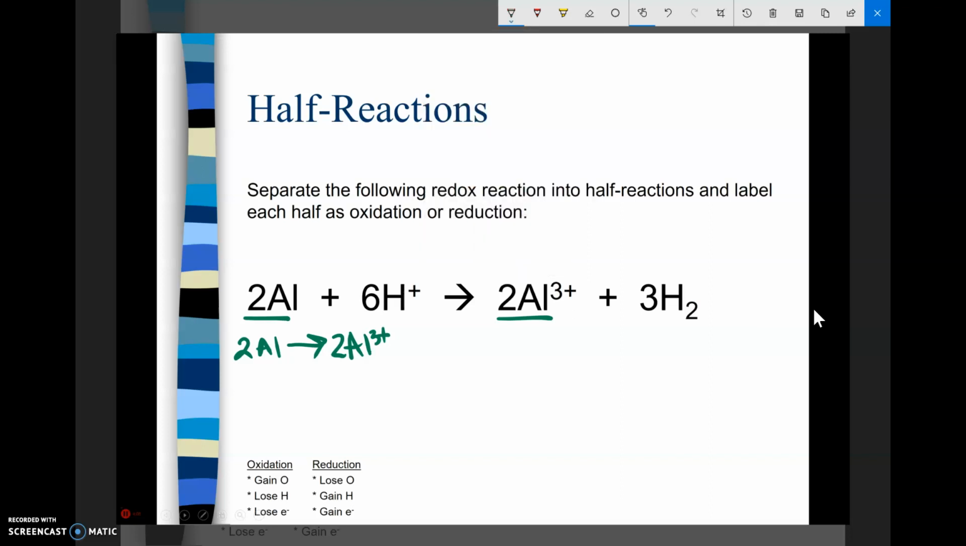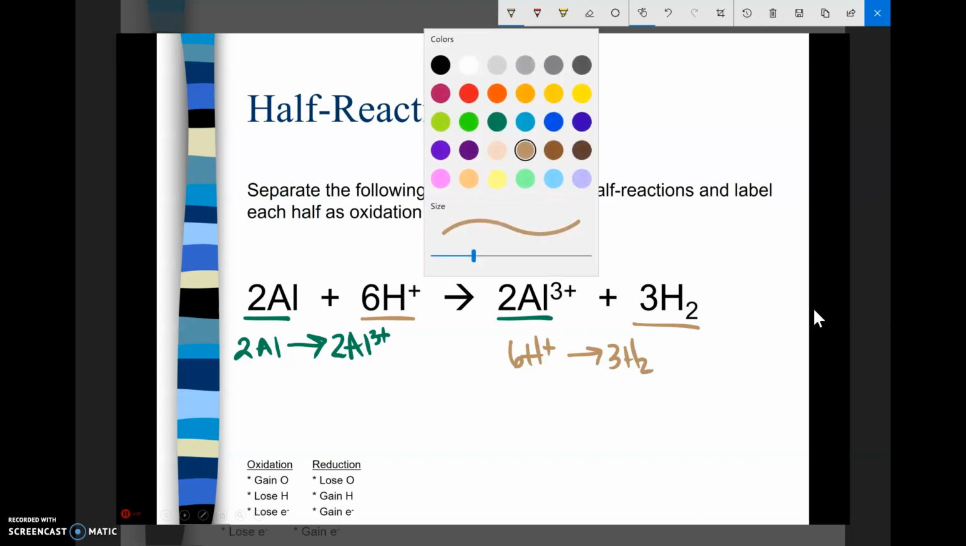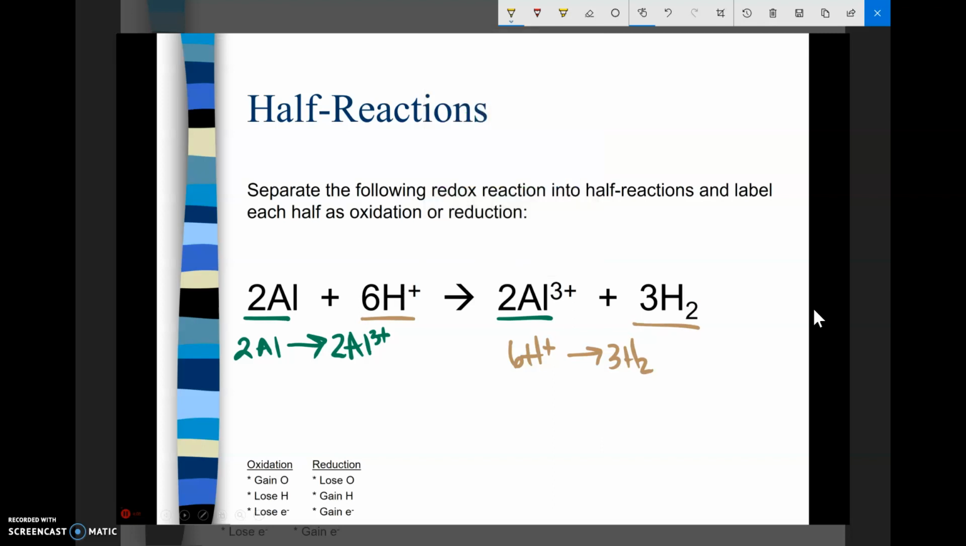And then the next one, hydrogen and hydrogen, 6H positive goes to 3H2. Okay, so now let's look at our viewpoints. So the first one, we don't have oxygen or hydrogen, so we're going to have to do oxidation numbers. Remember, coefficients don't matter right now. So aluminum is by itself, it's in its elemental form, it's a 0.